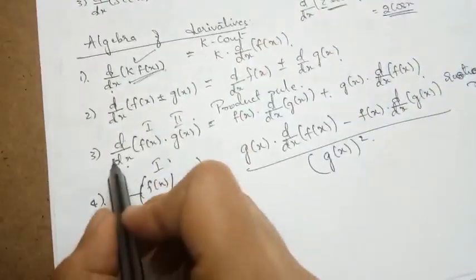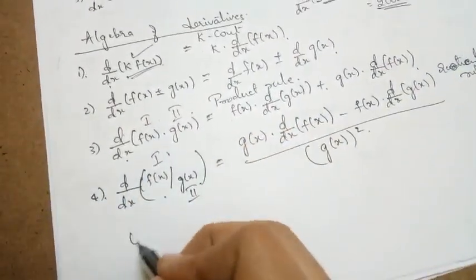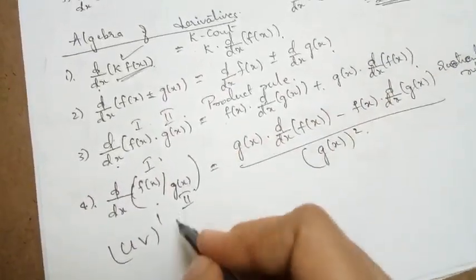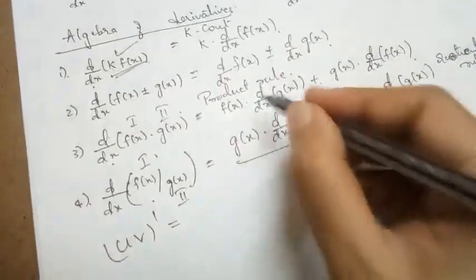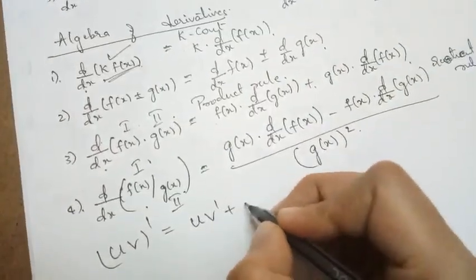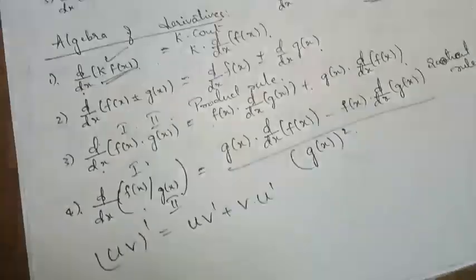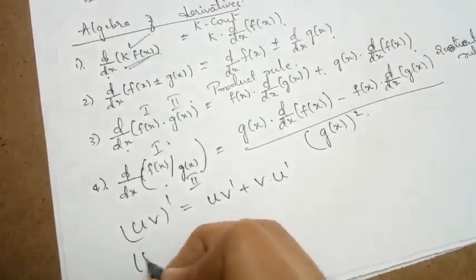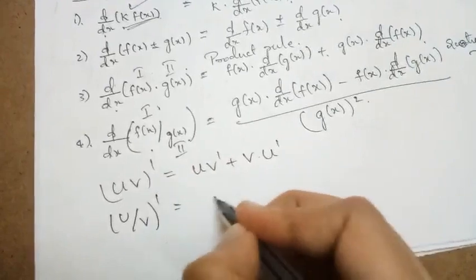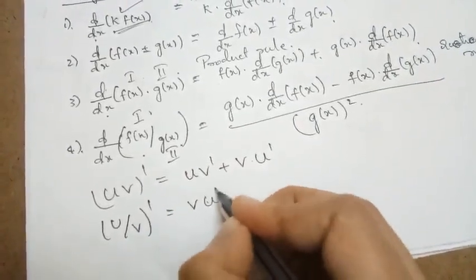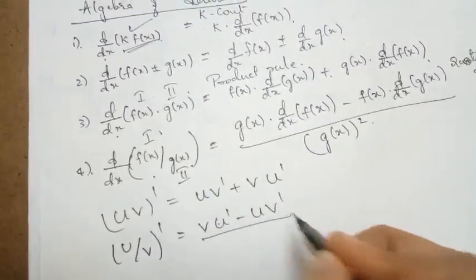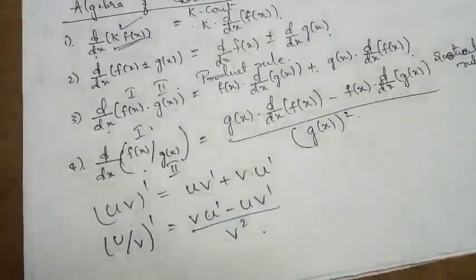Suppose I express f and g as u and v, then the product rule in this form, the Leibniz rule, is represented in this manner. How do we write this one? First function into differentiation of the second function, plus second function into differentiation of the first. Similarly, writing the quotient rule in the form of u and v: second function into differentiation of the first function, minus first function into differentiation of the second function, divided by second function squared.